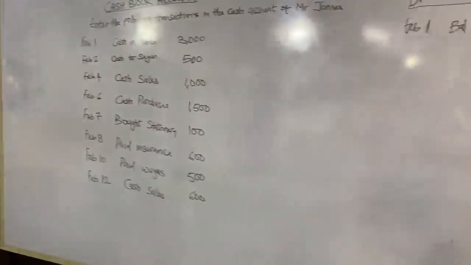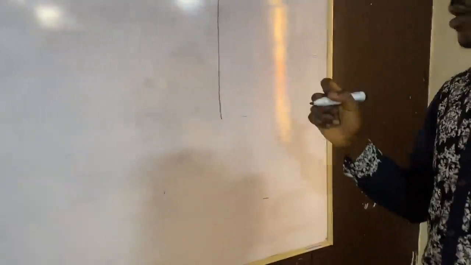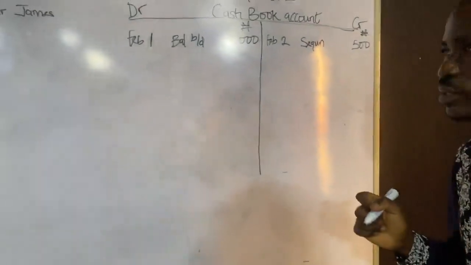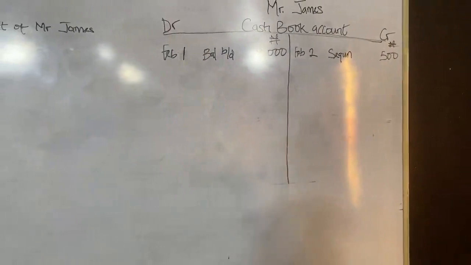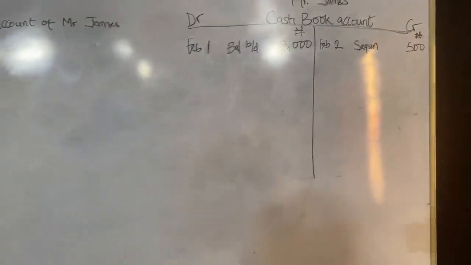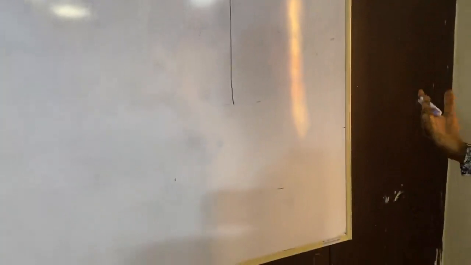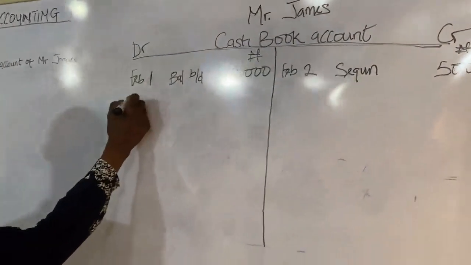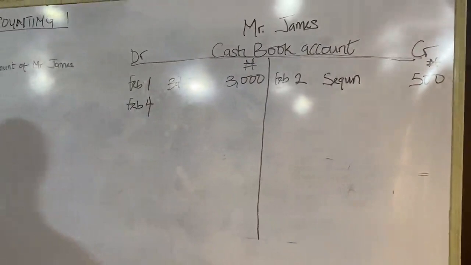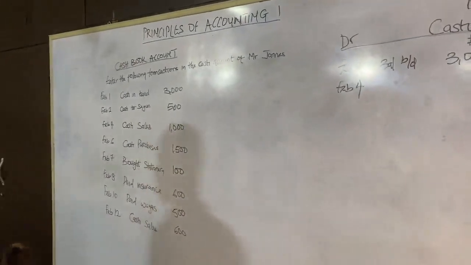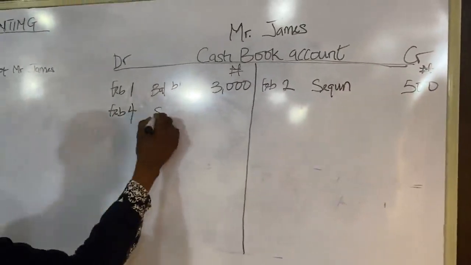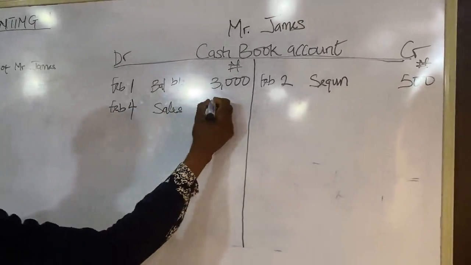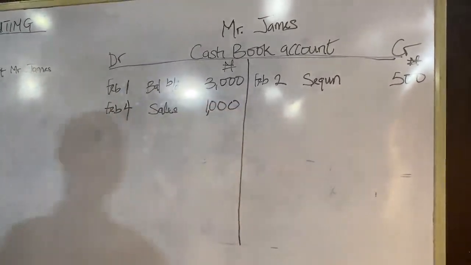February 4, cash sales. So he made sales. Mr. James made sales on February 4, so it shows that cash is coming in. Cash sales, 1,000 naira. He made sales of 1,000 naira, so cash is coming in.